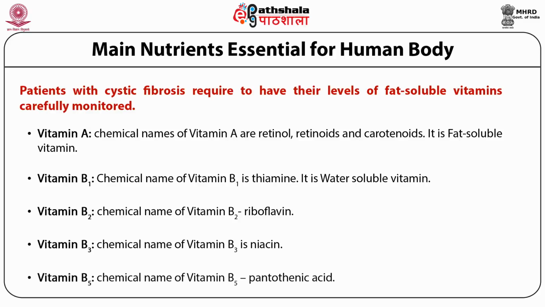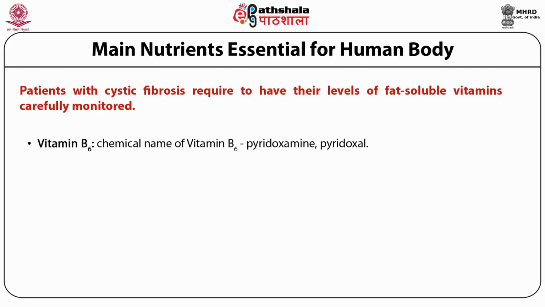Vitamin B5 is chemically pantothenic acid. It is water-soluble vitamin, and deficiency of it causes paresthesia, which is tingling, prickling, or numbness of the skin with no apparent long-term physical effect. Vitamin B6 is chemically pyridoxamine or pyridoxal. It is again water-soluble vitamin, and deficiency of it causes anemia. Overdose can cause nerve damage. Proprioception is impaired.